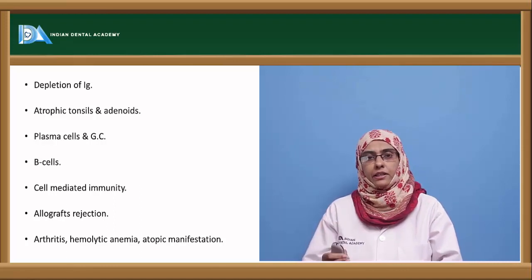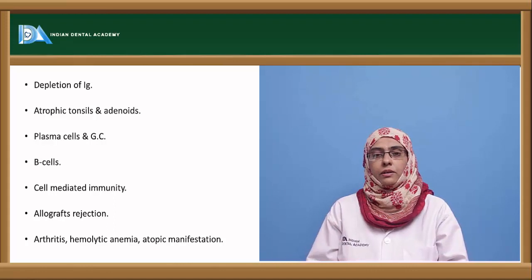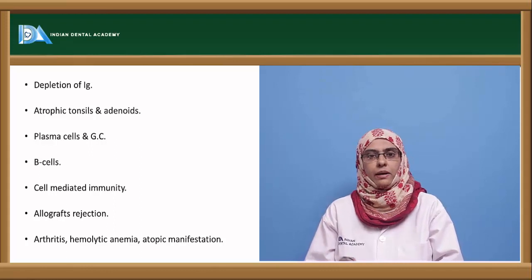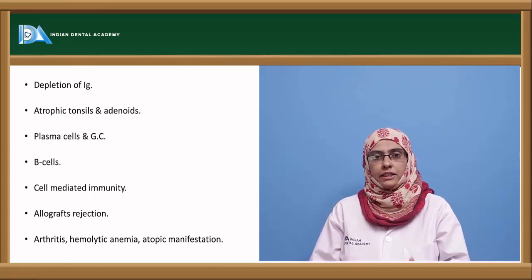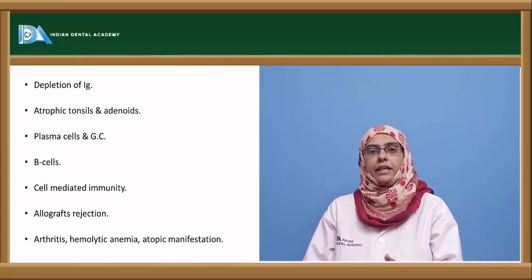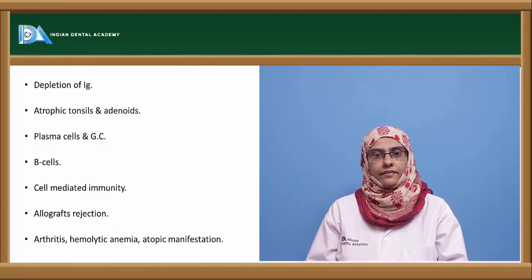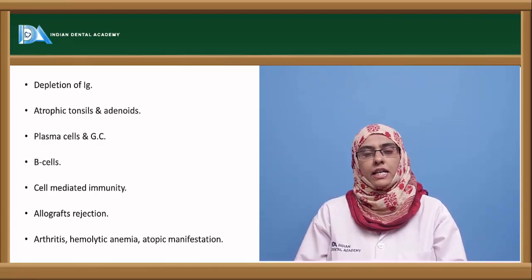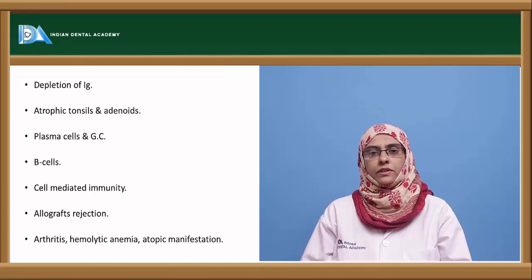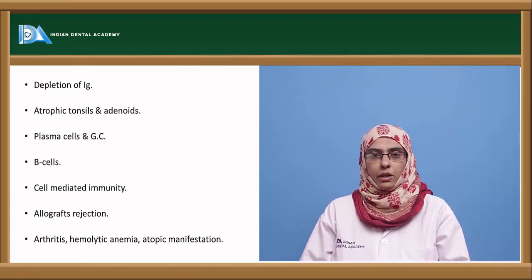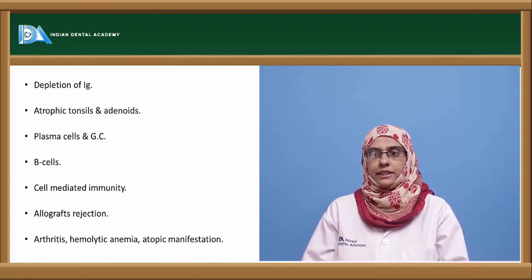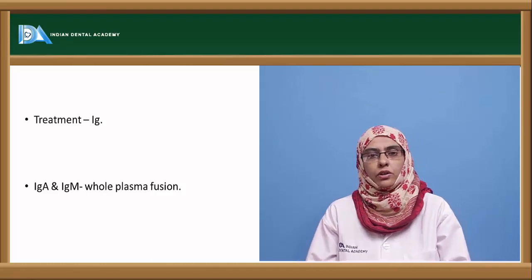Here there is complete damage to the humoral immune response, but cell-mediated immunity is normal in these patients. There is no damage to cell-mediated immunity, and this can be seen with the help of allograft rejection. Allograft rejections are usually mediated by cell-mediated immunity, so when allograft rejection takes place in this patient, you can see a normal cell-mediated immune response. Apart from this, these infants are more prone to arthritis, hemolytic anemia, and atopic manifestations, which are related to immunoglobulin diseases such as IgE, that is, hypersensitivity or autoimmune disorders.